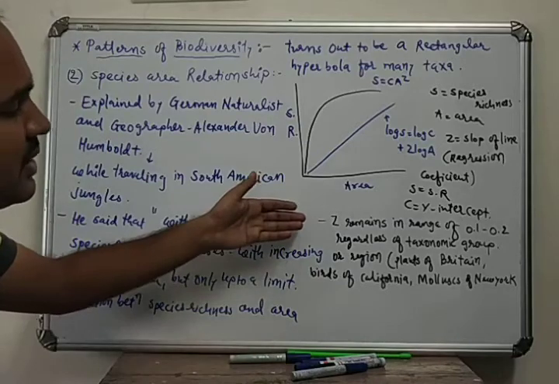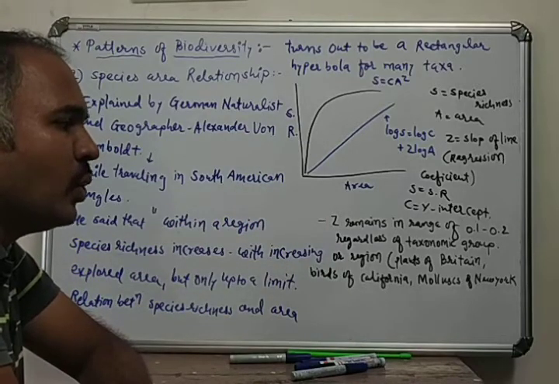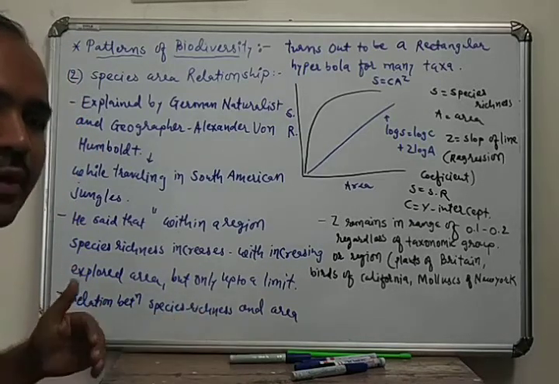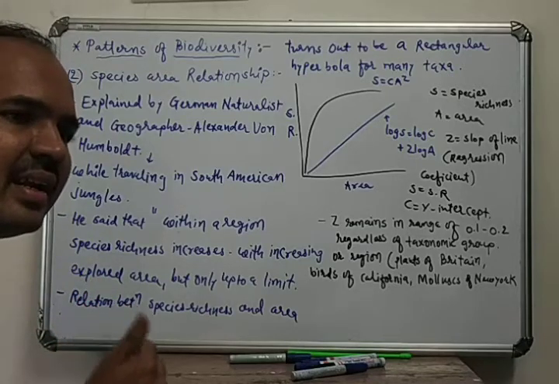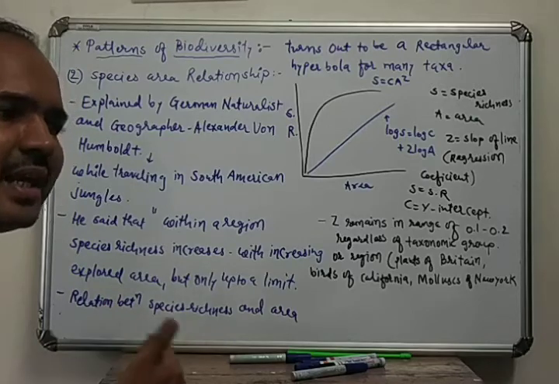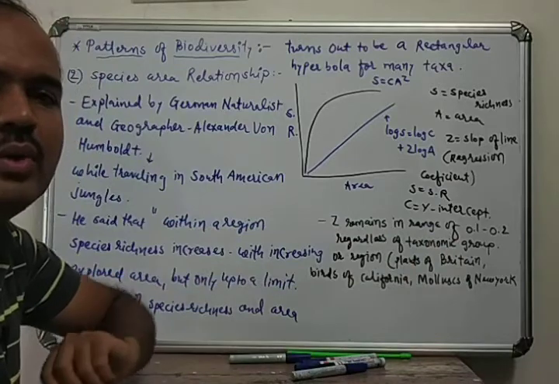And Z remains in the range of 0.1 to 0.2 regardless of taxonomic group. Mostly Z remains the same regardless of taxonomic group, and it remains in the range of 0.1 to 0.2.